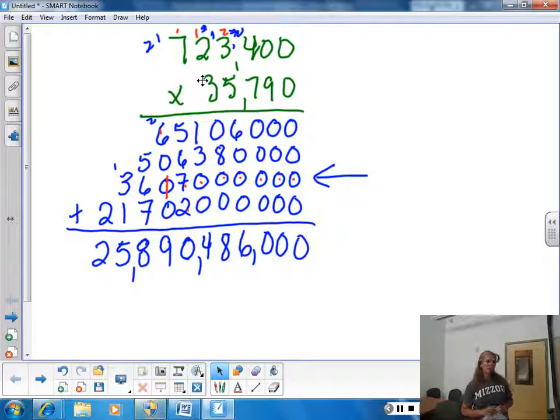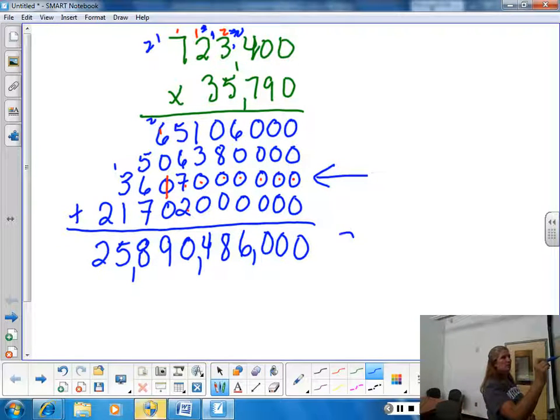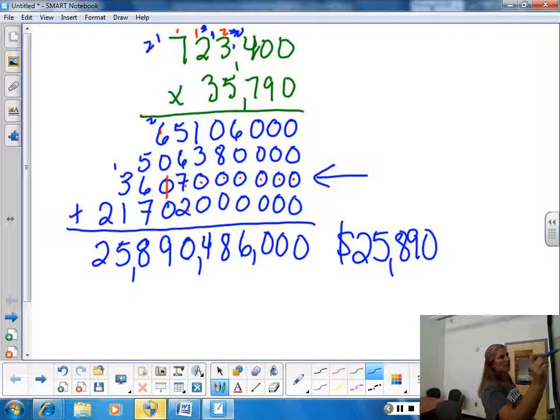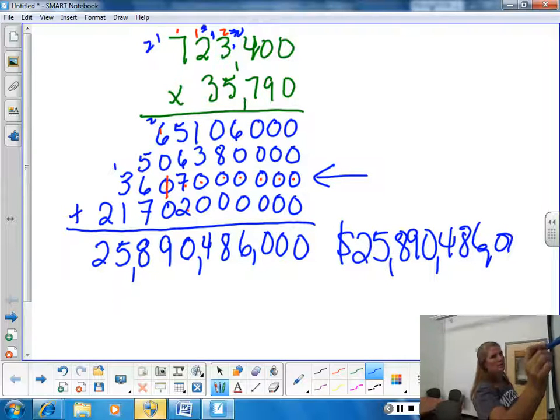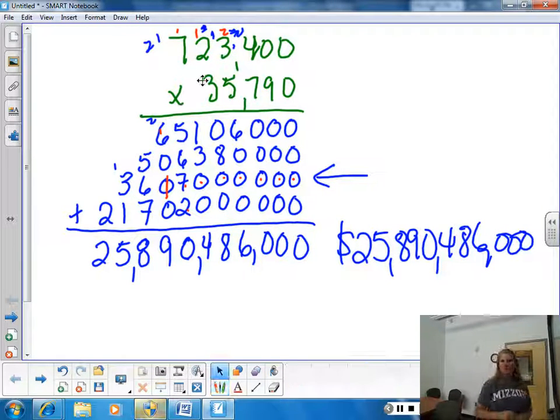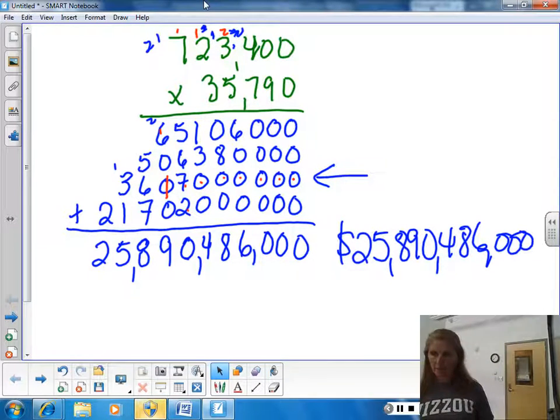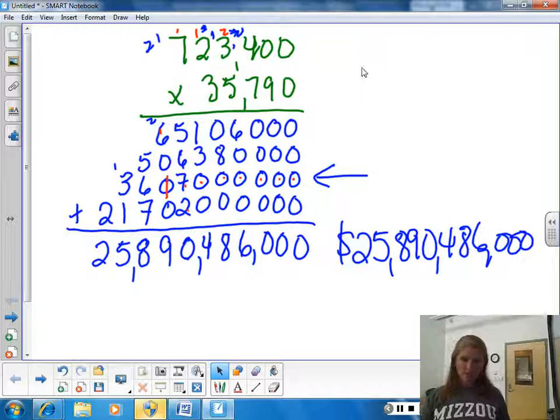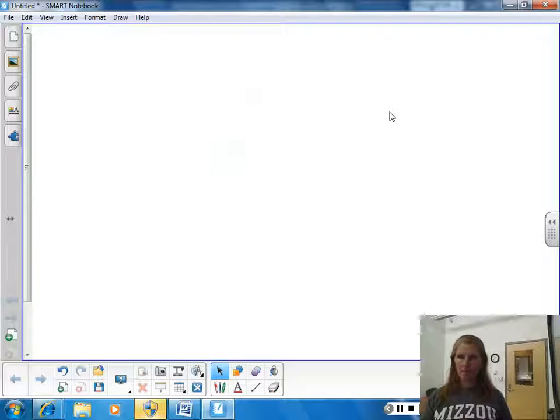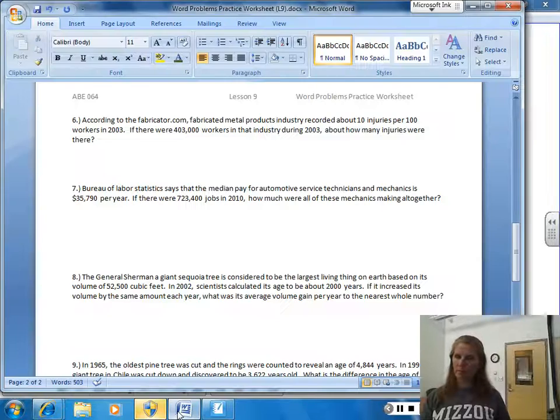The answer then is that industry made 25 billion 890,486,000. The mechanics made back then in 2010. Okay, I believe that that one is correct, so let's move on. That's just being careful, not making a mistake.